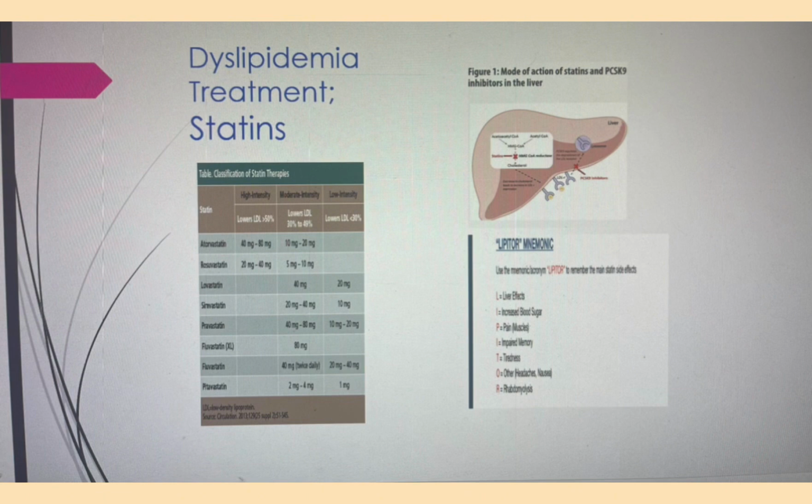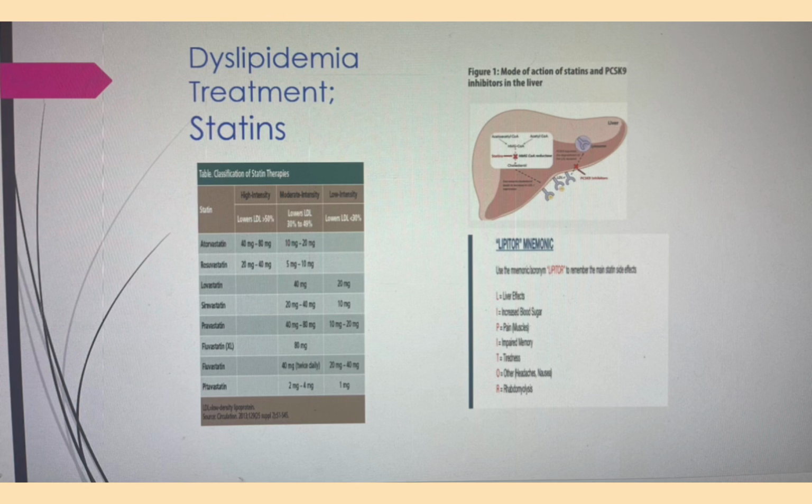And then let us discuss the side effects of statins. You can remember them with a mnemonic, Lipitor. L is liver effects. That's why we check the liver enzymes periodically, which we already discussed. I, increased blood sugar. P, pain, muscle pain, which is a common complaint of the patients.